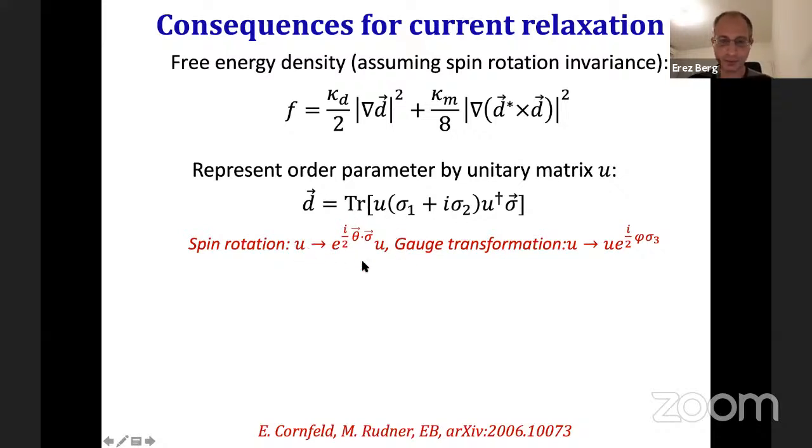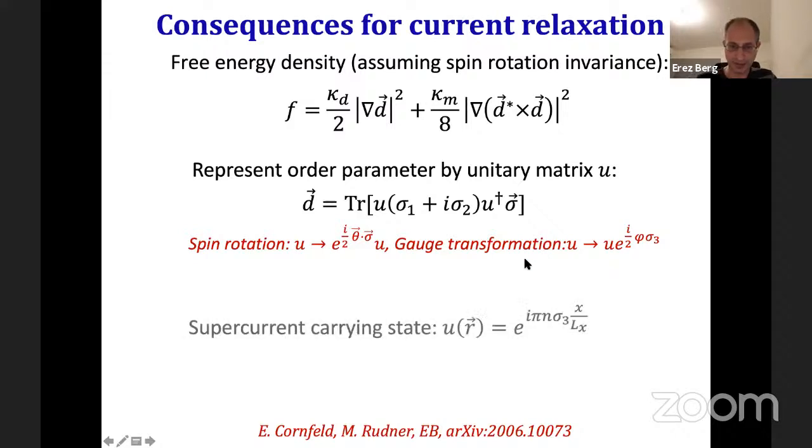Now, in this representation, you can apply a spin rotation by acting with an SU2 rotation matrix from the left, or you can do a gauge transformation, which is applying this matrix from the right. So that's all encoded very nicely in this representation. For instance, you can write a state that carries a supercurrent, where the spin direction is completely fixed and the superconducting phase is twisting in space. That corresponds to a rotation around the z-axis, which changes linearly with x. So this is a uniform phase gradient, or a uniform supercurrent.